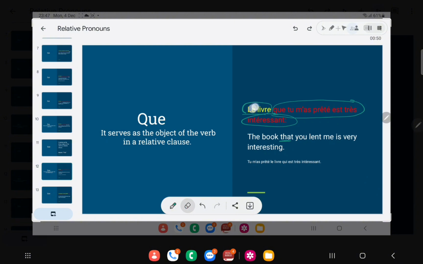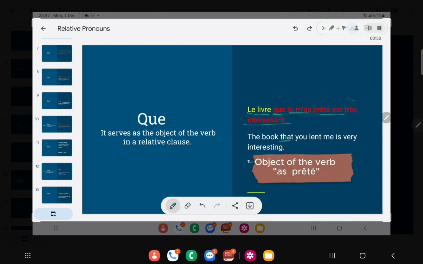So in the first part of the sentence, we have le livre. So what about le livre? Do we know anything about this book? Yes. The information we are looking for is contained here. Que tu m'as prêté est très intéressant. And this extra information here is ushered in by que. Finally, que in this case is the object in the relative clause.